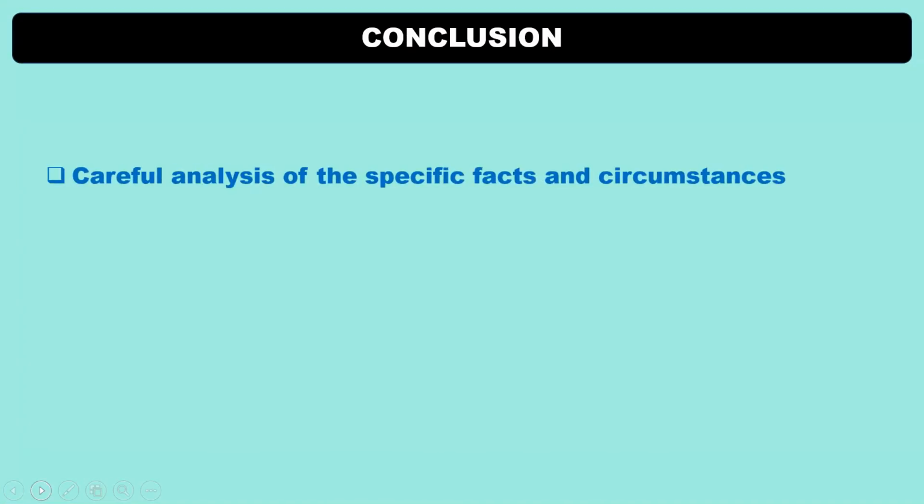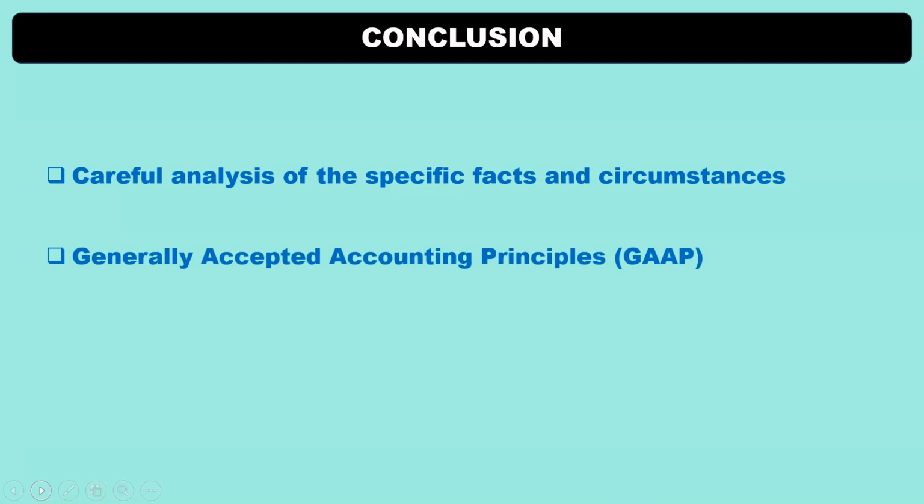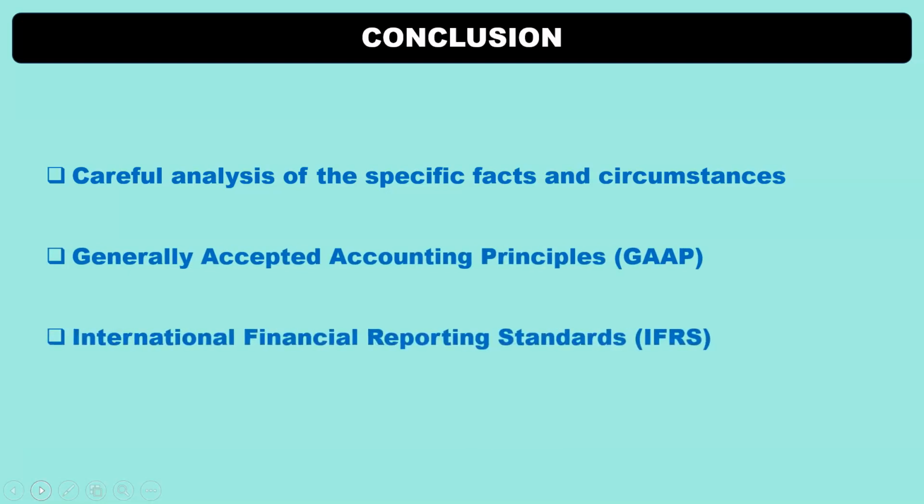Conclusion. It's important to note that the determination of whether commercial substance is present often involves a careful analysis of the specific facts and circumstances surrounding the transaction. Accounting standards, such as generally accepted accounting principles, GAAP, or International Financial Reporting Standards, IFRS, provide guidelines for assessing the commercial substance of transactions. This brings us to the end of this topic.